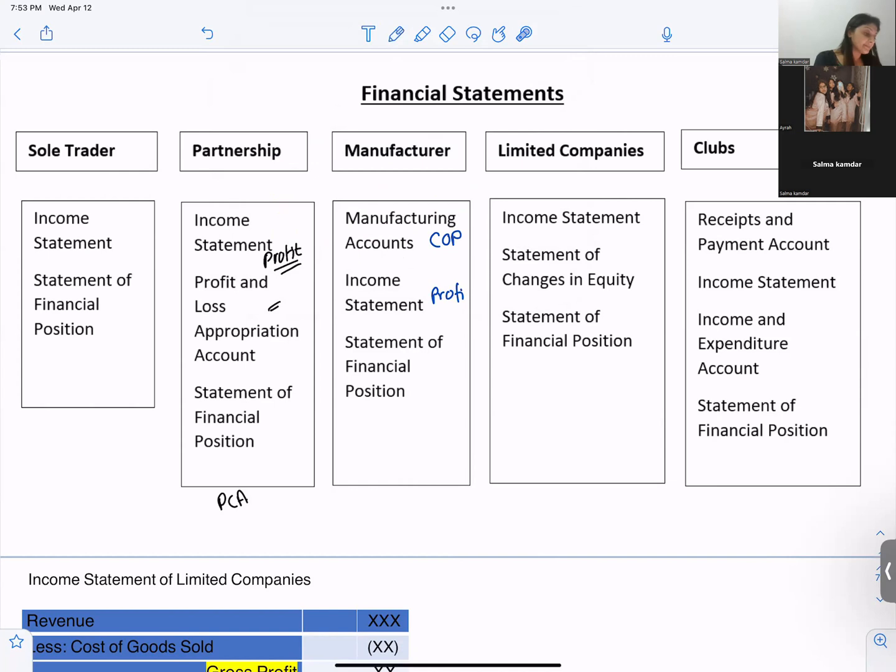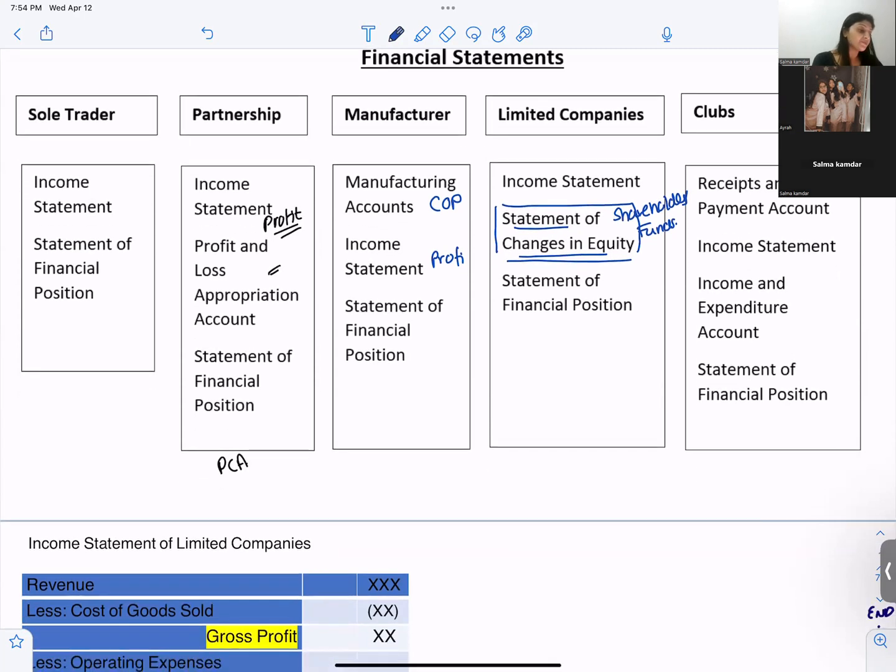In a limited company, what do you prepare? Income statement, the statement of changes in equity, and the statement of financial position. What is there in the statement of changes in equity? The share capital, general reserve, retained earnings. Basically, they are showing the distribution of profit among the shareholders. The statement of changes in equity shows you the shareholders' funds. Okay, fine.